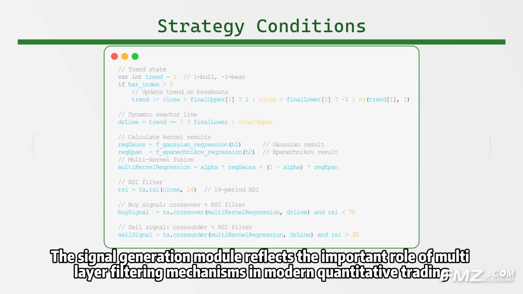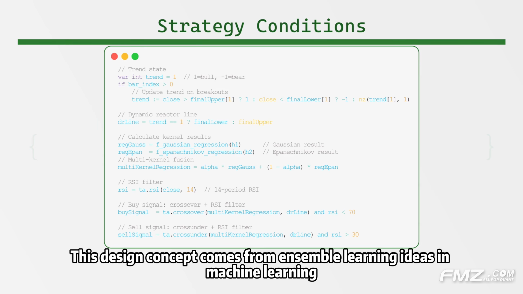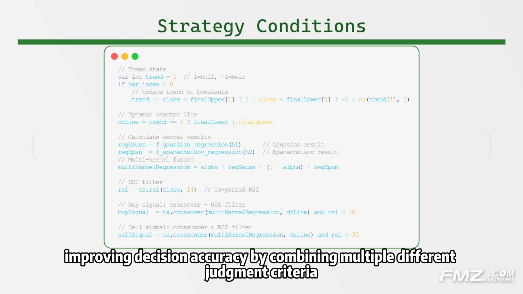The signal generation module reflects the important role of multi-layer filtering mechanisms in modern quantitative trading. This design concept comes from ensemble learning ideas in machine learning, improving decision accuracy by combining multiple different judgment criteria.